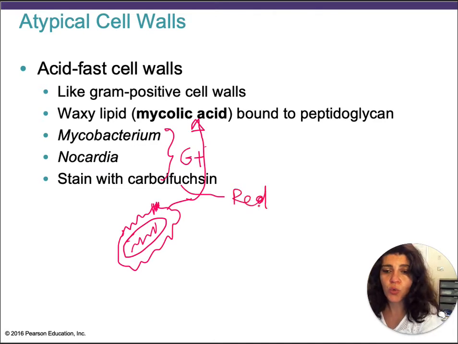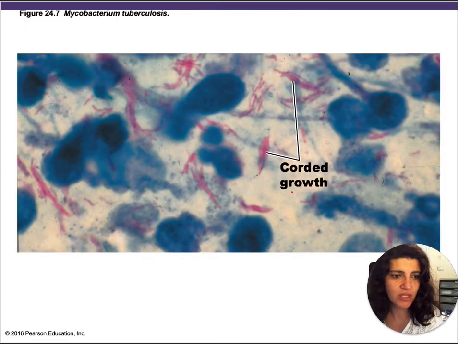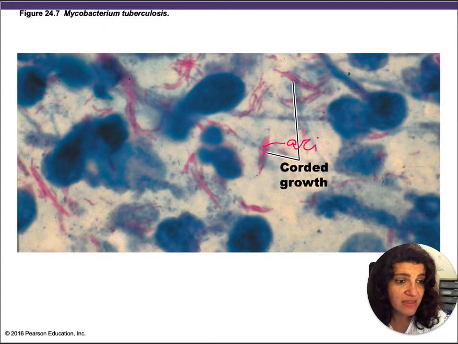So when you look at their colorization, anything that you see in red here is probably Mycobacterium or Nocardia. Or if you want to be safer, you can say, you see, the picture tells me that this is Mycobacterium tuberculosis. But if you don't know, you can just say that these are acid-fast bacteria. Okay?